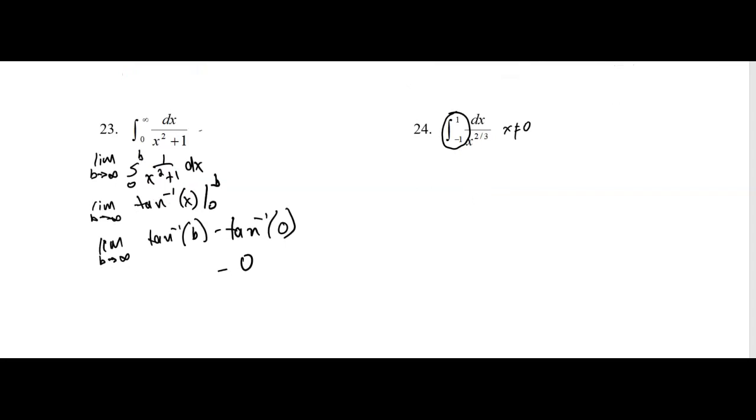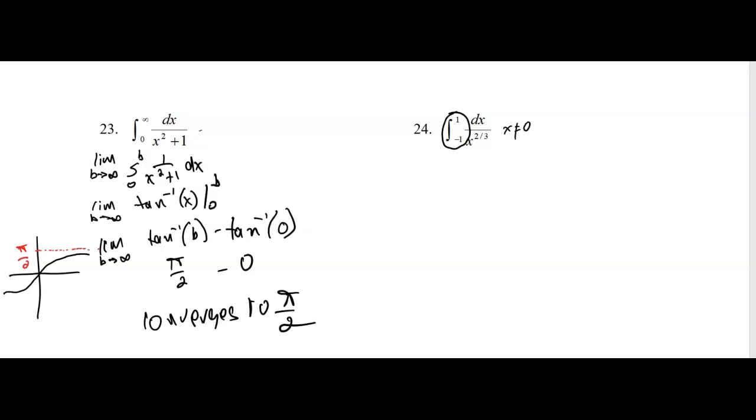This is pretty common. As b goes to infinity, think about the inverse tangent graph. Here's what that inverse tangent graph looked like. And it does level off towards a limit right here. And that limit has to be pi over 2. So as this goes to infinity, the inverse tangent converges to pi over 2. Subtract our 0. We would say this converges to pi over 2.